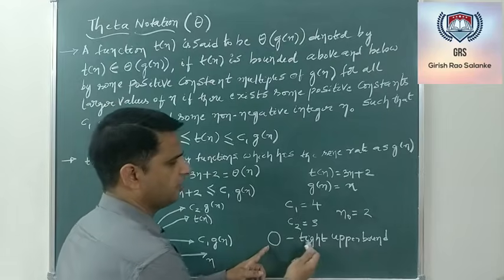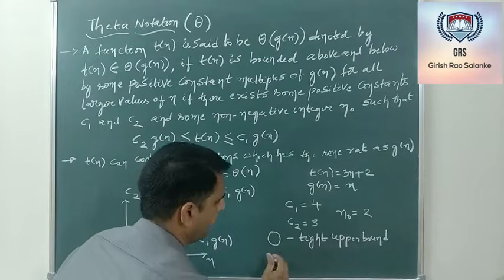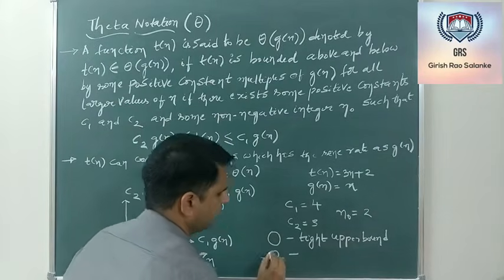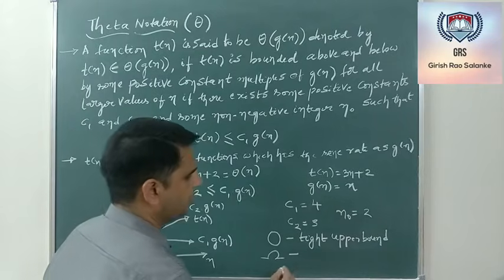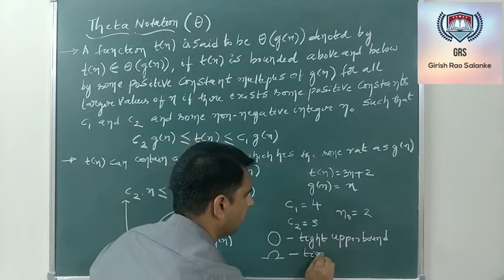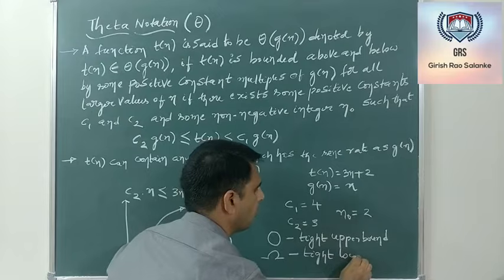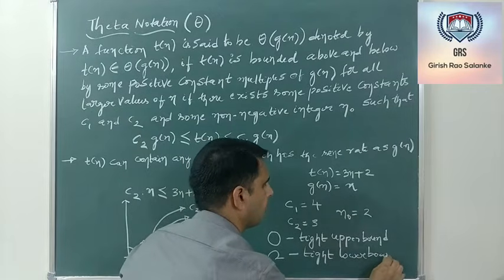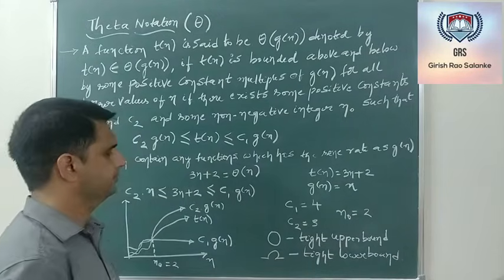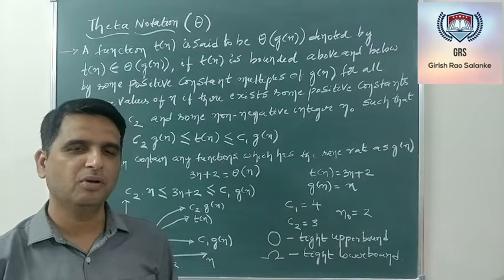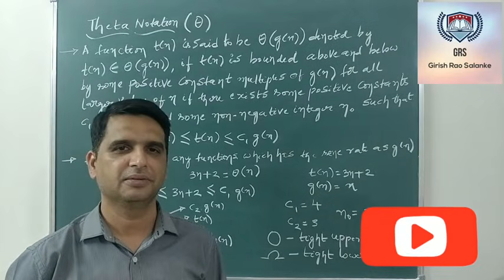So big O always represents the tight upper bound, and big omega represents the tight lower bound. Yeah, this is about the asymptotic notation.